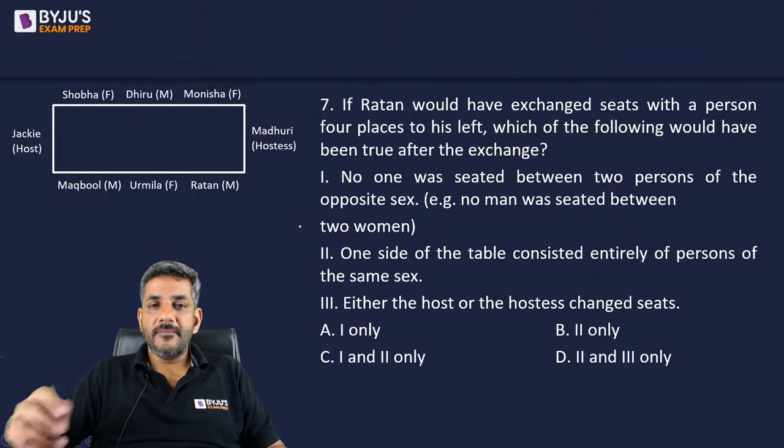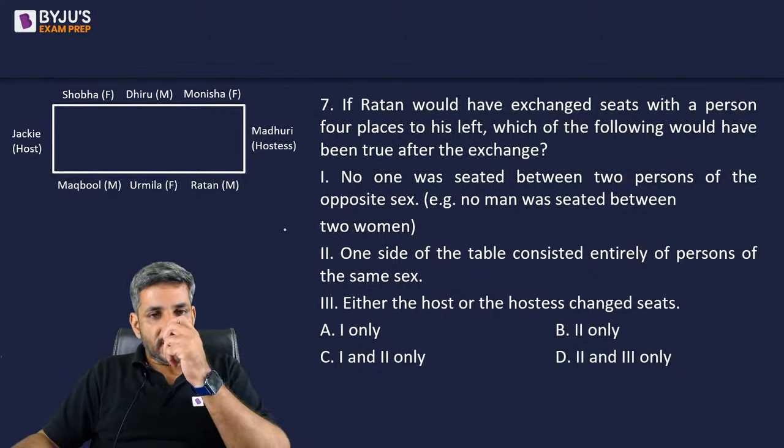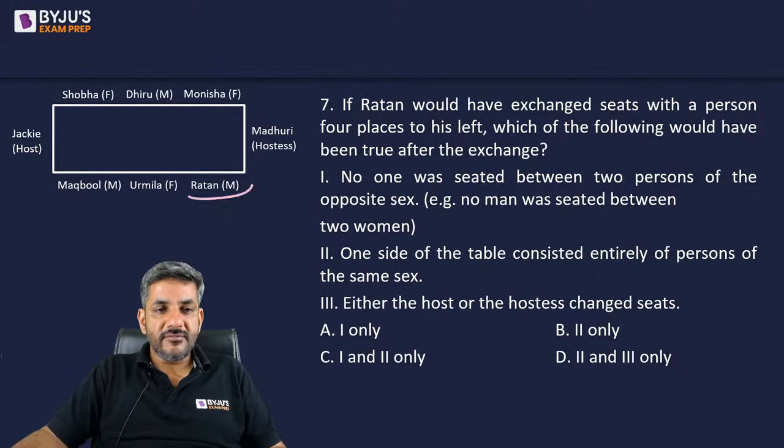Next question number 7. If Ratan would have exchanged seats with the person 4 places to his left, 4 places to the left, 1, 2, 3, 4.